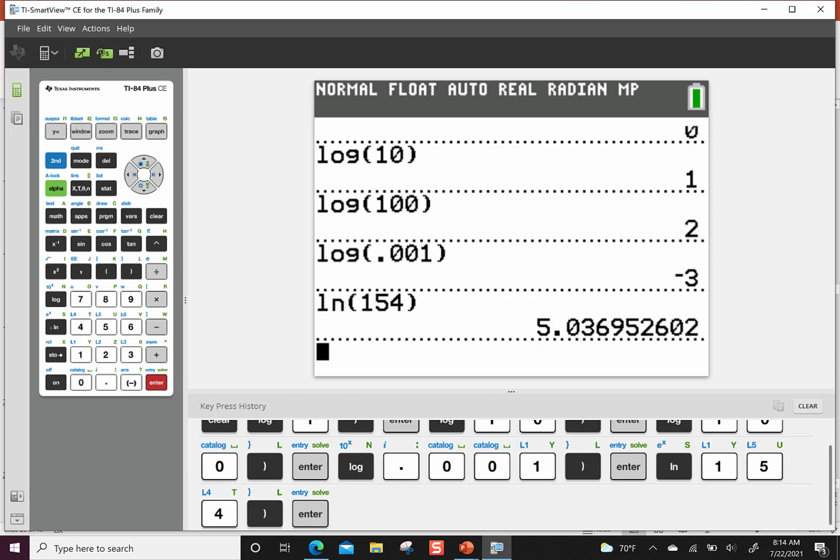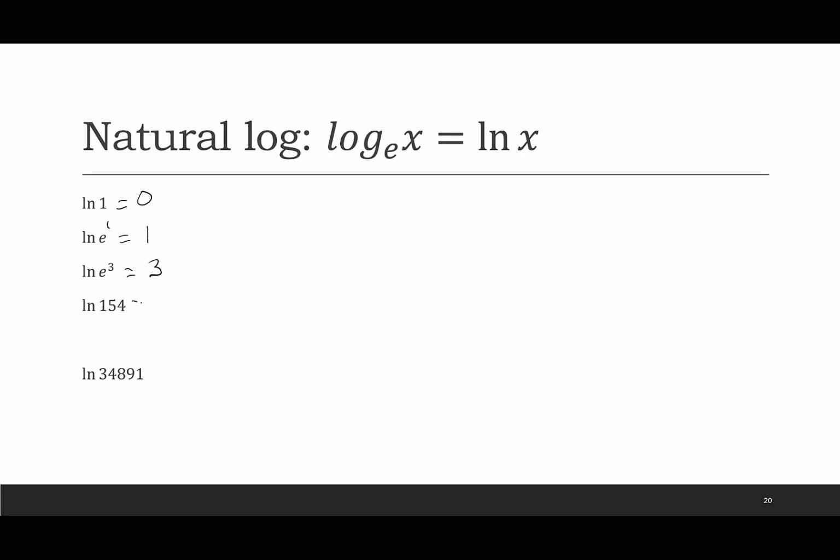This is 5.03695. So the 0369 would be 4 decimal places, but that 5 says you really need to round up. So we're going to call it 5.0370. There's 4 decimal places.